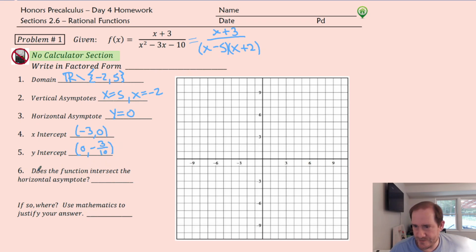Does the function intersect the horizontal asymptote? Yes, we know that it does, because the horizontal asymptote is at 0, and we just said that the function will equal 0 at negative 3. That'll be our x-intercept, so yes, it's going to cross. If so, where? We already did the math. It's negative 3, 0.